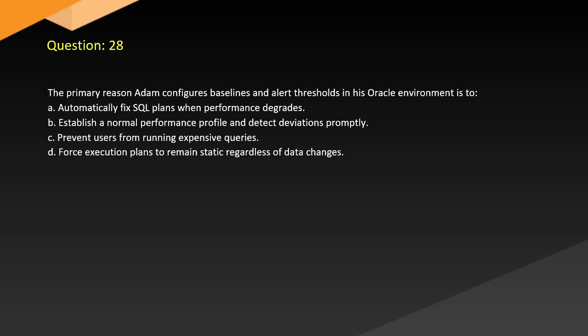Question 28. The primary reason Adam configures baselines and alert thresholds in his Oracle environment is to: A. Automatically fix SQL plans when performance degrades. B. Establish a normal performance profile and detect deviations promptly. C. Prevent users from running expensive queries. D. Force execution plans to remain static regardless of data changes.